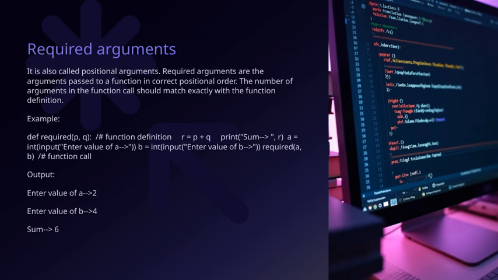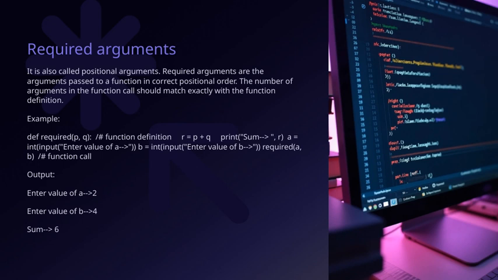function itself. For example, consider this simple function definition: def required(p, q). Here, p and q are the parameters that the function needs. When you call this function, you need to pass 2 arguments in the correct order. So if you have a and b as variables holding input values, you would call the function with required(a, b). The key point is that the arguments are positioned to match the parameters, which ensures the function operates correctly.